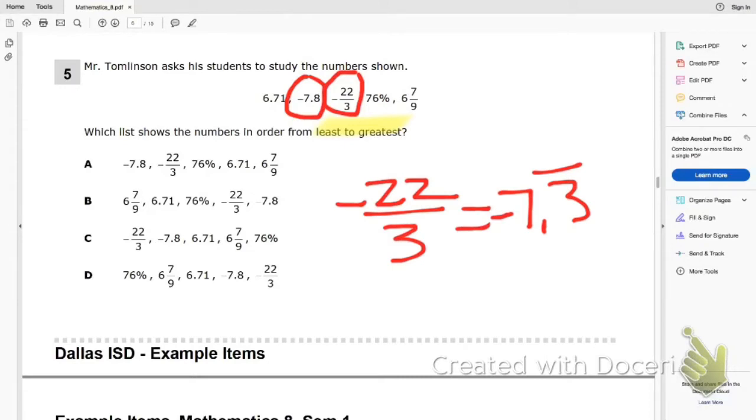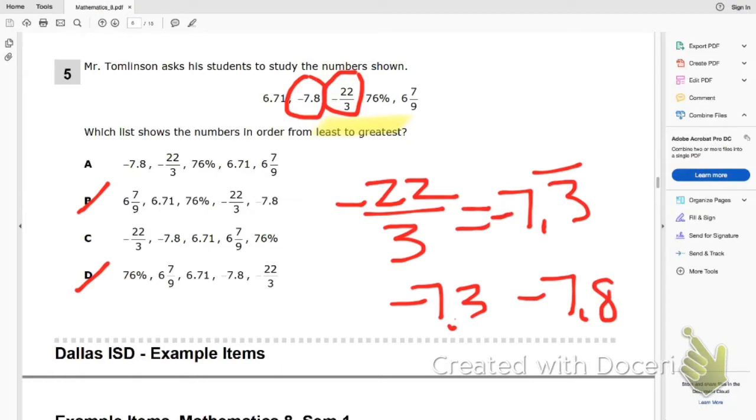Now, I can go through my answer choices and know that if it was least to greatest, then my negatives start, so B is out and D is out. The reason being is they start with positive numbers. But it says least to greatest. They could possibly ask you for least to greatest without negatives, but in this case they didn't. Alright, so I have negative 7.3, and I'm comparing it with negative 7.8.